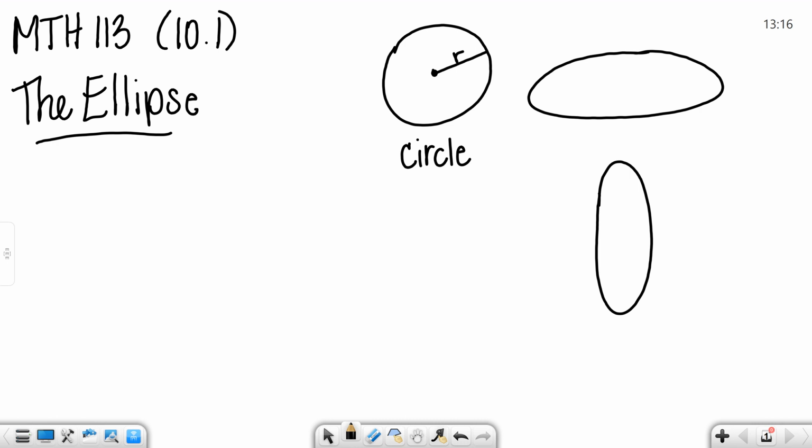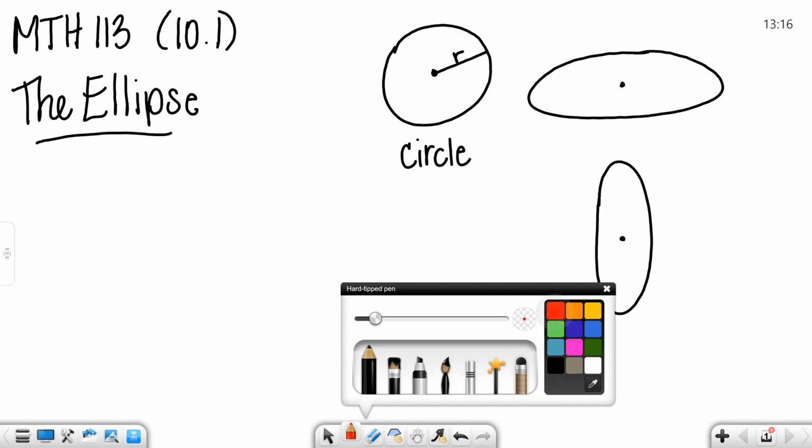Okay, it could either look like an egg that is standing up, or it could look like an egg that is laying on its side. But if you look at that, they both still have a center value, but if I drew what would be considered the radius, it is not the same length all the way around. So we cannot talk about an ellipse exactly like we talk about a circle. So in our ellipse, there are a few things that we need to talk about, and I'll just use these diagrams that I already have over here.